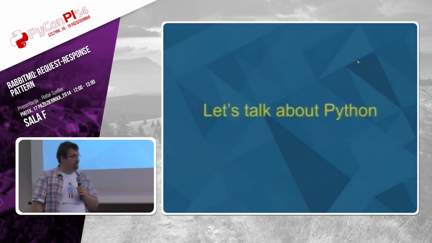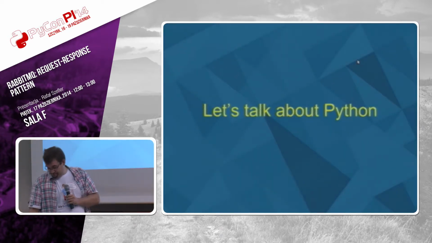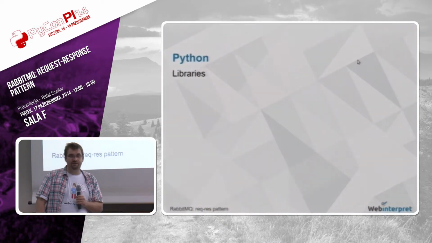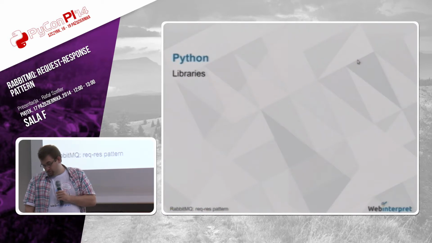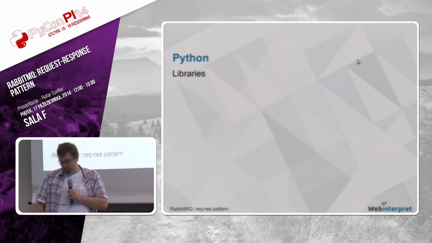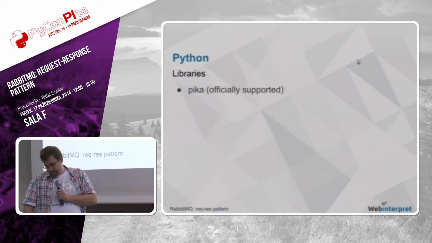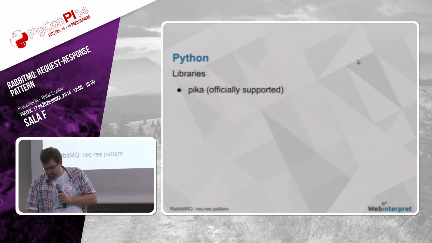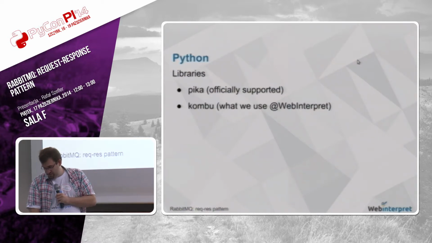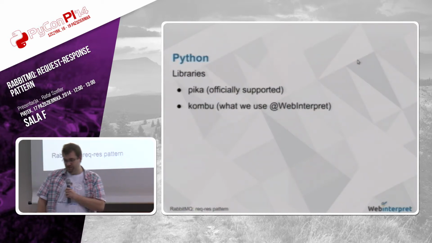So let's talk about Python. Before I show you the implementation, let's focus for a moment on libraries for RabbitMQ. The first one, and the officially supported one, is Pika. The one we use at WebInterpret is Kombu.